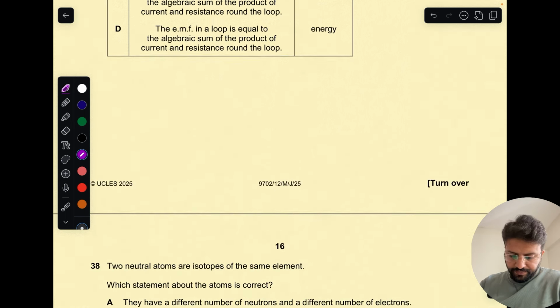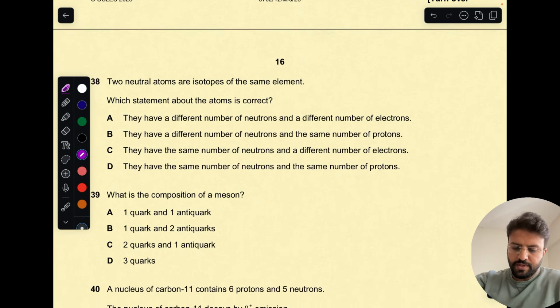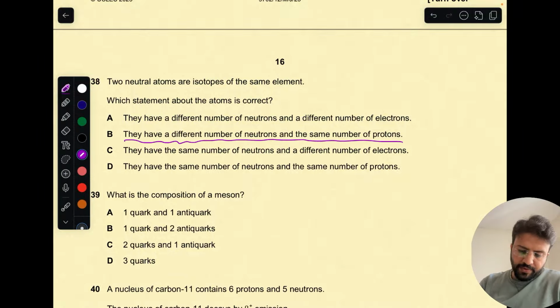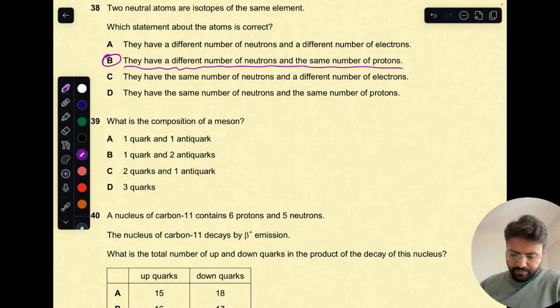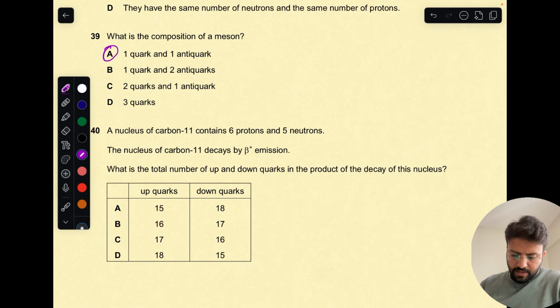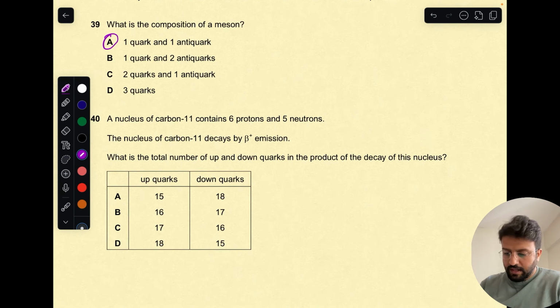In the next question, the 2 neutral atoms are isotopes of the same element. Which statement about the atoms is correct? The atoms have a different number of neutrons and the same number of protons. That is the simple definition of isotope. In the next question, what is the composition of mesons? Mesons are always made from one quark and one antiquark. The last question: a nucleus of carbon-11 contains 6 protons and 5 neutrons.